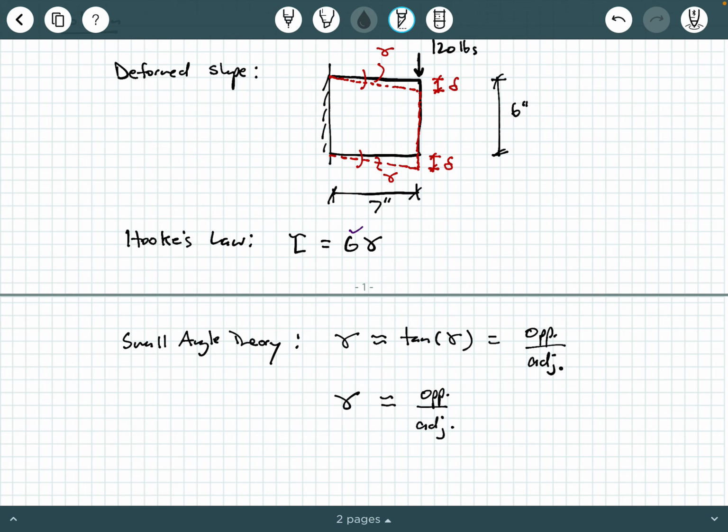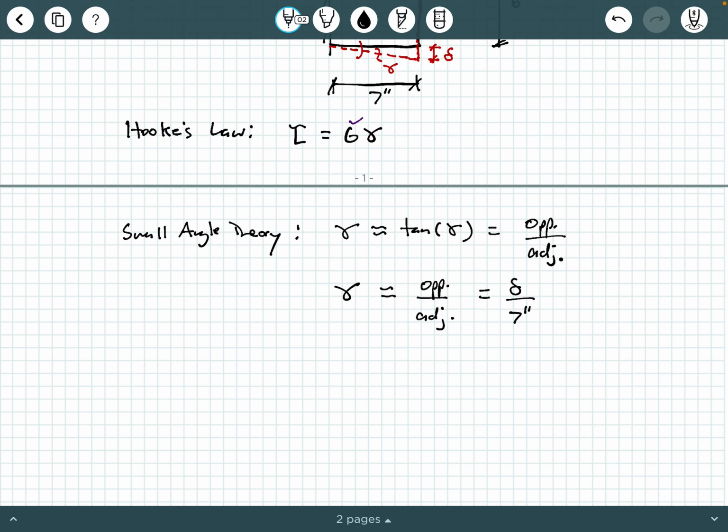So what we're going to do is apply small angle theory because in general, this is very small displacements and small rotations. So in this little bitty right triangle here, or this bottom one, you could look at either of these right triangles, we're going to say that the interior angle gamma is equal to the opposite side of this little right triangle divided by the adjacent side, which we know to be 7 inches. So we can say that little gamma is equal to little delta divided by 7 inches. Now we can substitute that into Hooke's law by saying tau equals G times little delta over 7 inches.